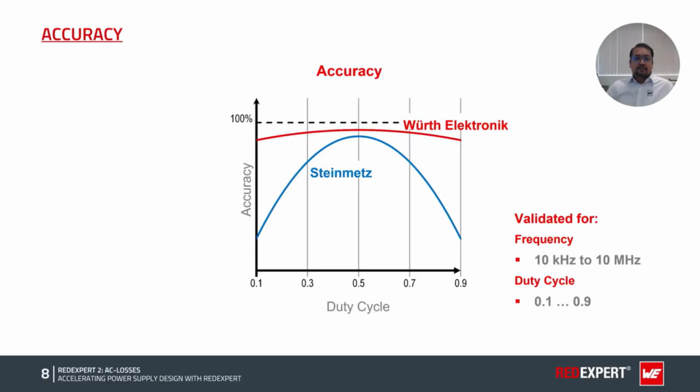So this brings us to our accuracy. Our AC loss model has been validated across a broad operating range of frequencies from 10 kHz to 10 MHz and duty cycles from 0.1 to 0.9. When you compare REDEXPERT accuracy against the Steinmetz approach, the difference is very clear, particularly as you move away from ideal sinusoidal conditions and across varying duty cycles. REDEXPERT maintains consistent accuracy where Steinmetz begins to break down under those conditions. This is the foundation of confidence when using REDEXPERT for real customer designs.